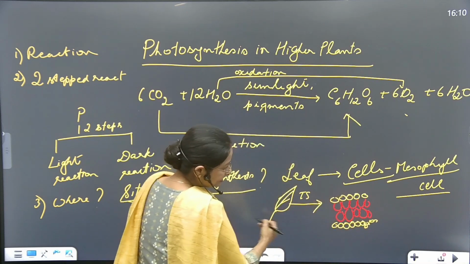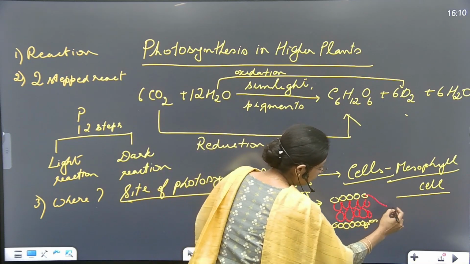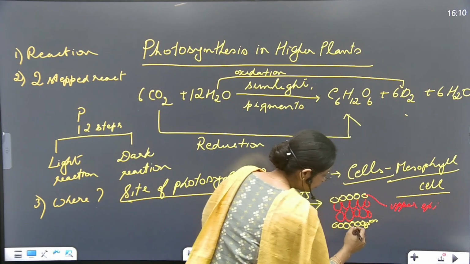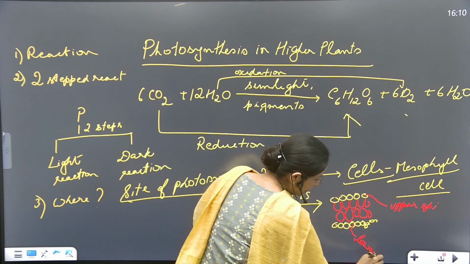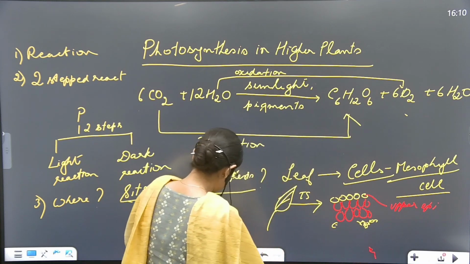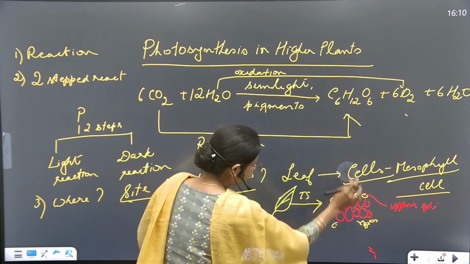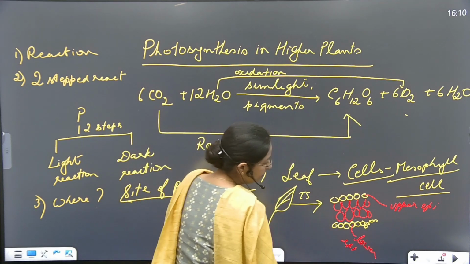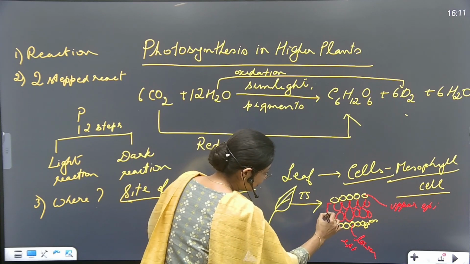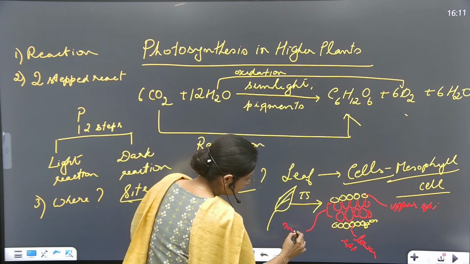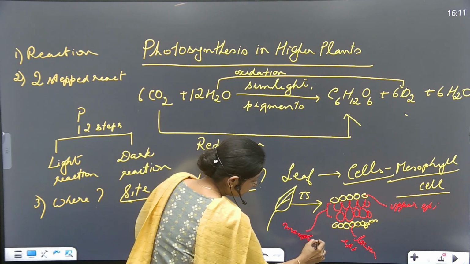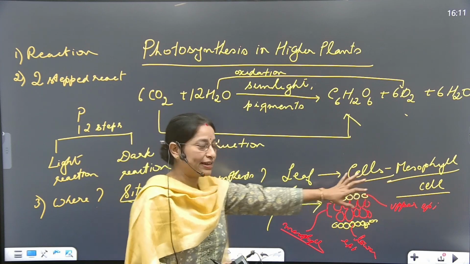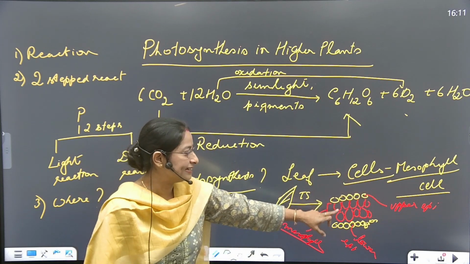So in a leaf TS, we will come across something called the upper epidermis. This would be called the lower epidermis. Our epidermis, we have an idea. Mesophyll cells are in between, and by the word mesophyll we are understanding this portion, right?